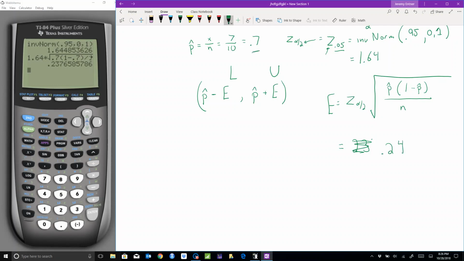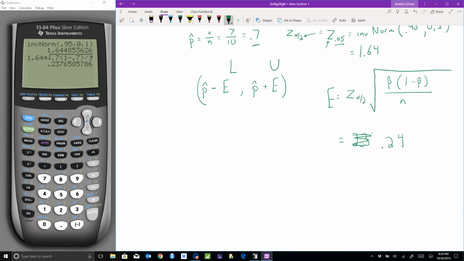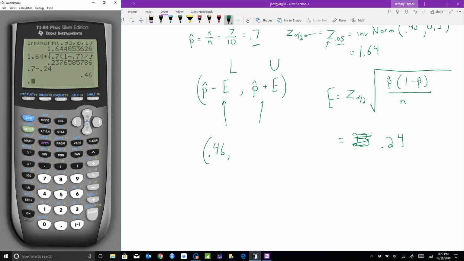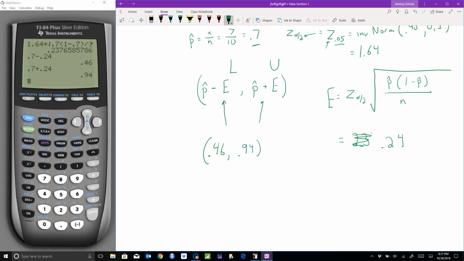We only have one decimal place here, we'll just go one past it, make our life a little easier for writing this down. So to make our confidence interval, again, we have to calculate a lower value and an upper value. So my lower value is going to be 0.7 minus that 0.24, which is going to be 0.46. And the upper value is going to be 0.7 plus 0.24, which will be 0.94. So we get our two values out of this.